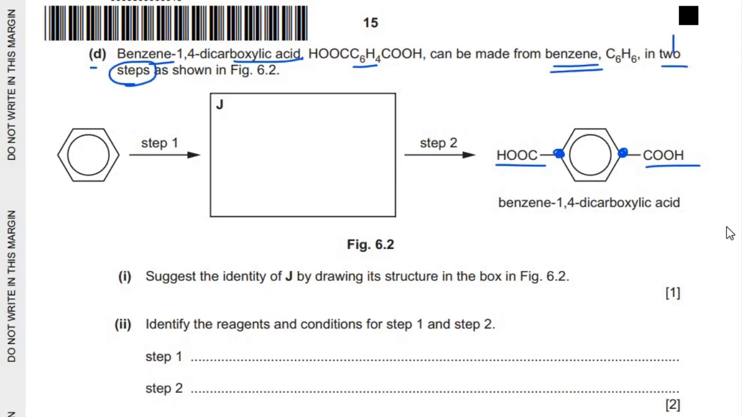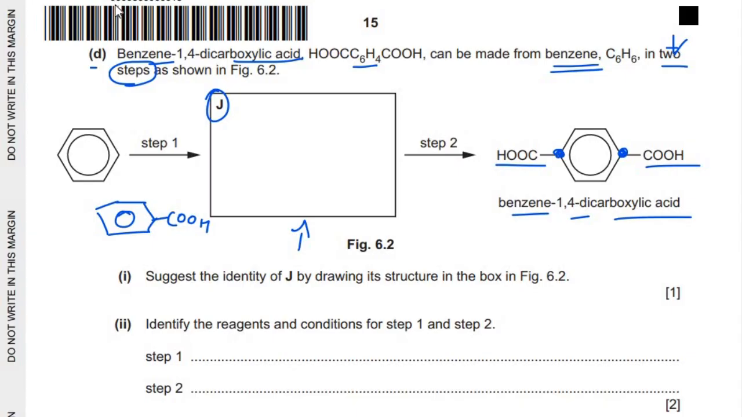Now it's written clearly, 2 steps as shown in figure 6.2 here. So in step 1 we will make an intermediate J compound, and in the second step we will have the benzene 1,4-dicarboxylic acid. Now let's understand this point very clearly, that it's very difficult to directly add a COOH group on a benzene.